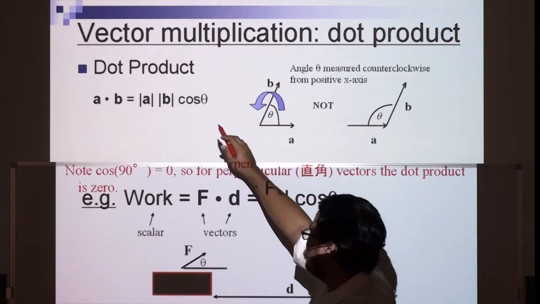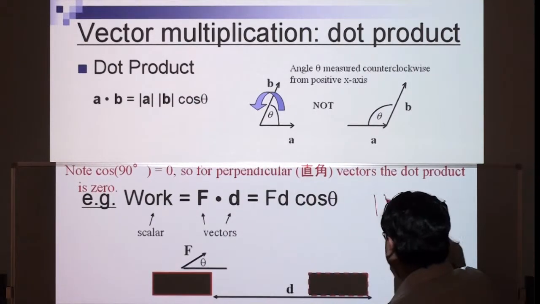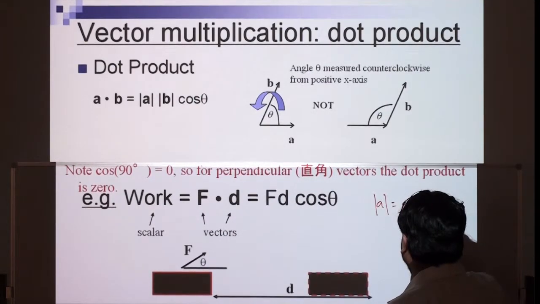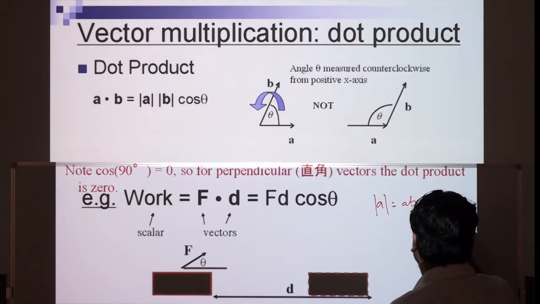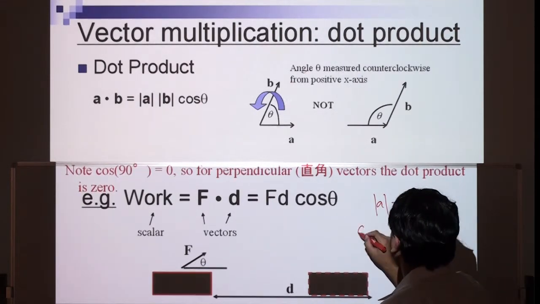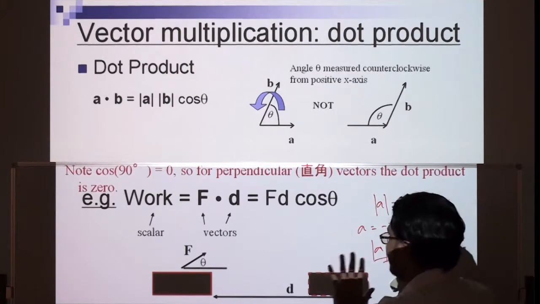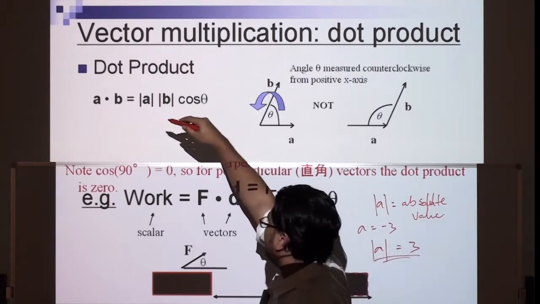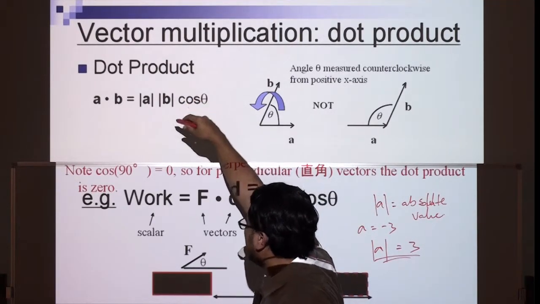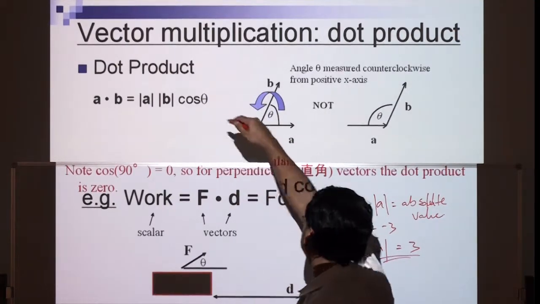Now the formula for the dot product a dot b is the absolute value of a. Remember, this means absolute value, okay? So if a is equal to negative 3, the absolute value of a equals 3. An example there. So the formula for a dot b is absolute value of a multiplied by the absolute value of b multiplied by cos theta.